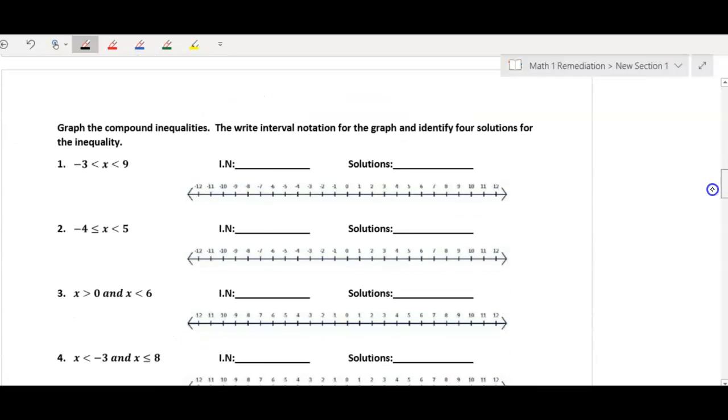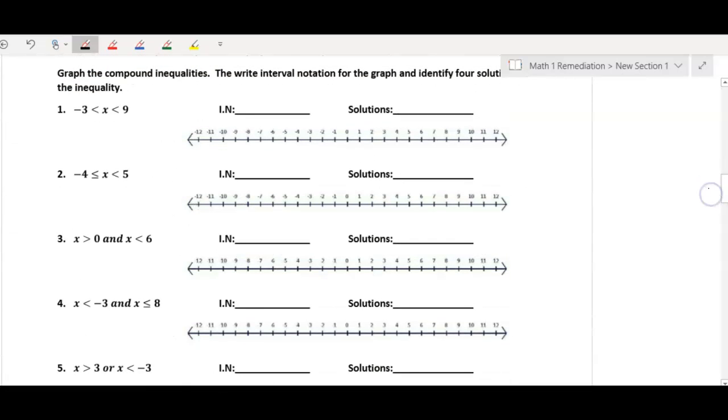So let's take a look at this. Right away, anything that looks like this is considered an and statement. And we read this as x is greater than -3 and less than 9. So because I'm not equal to, I know I'm going to go to -3, plot an open dot.